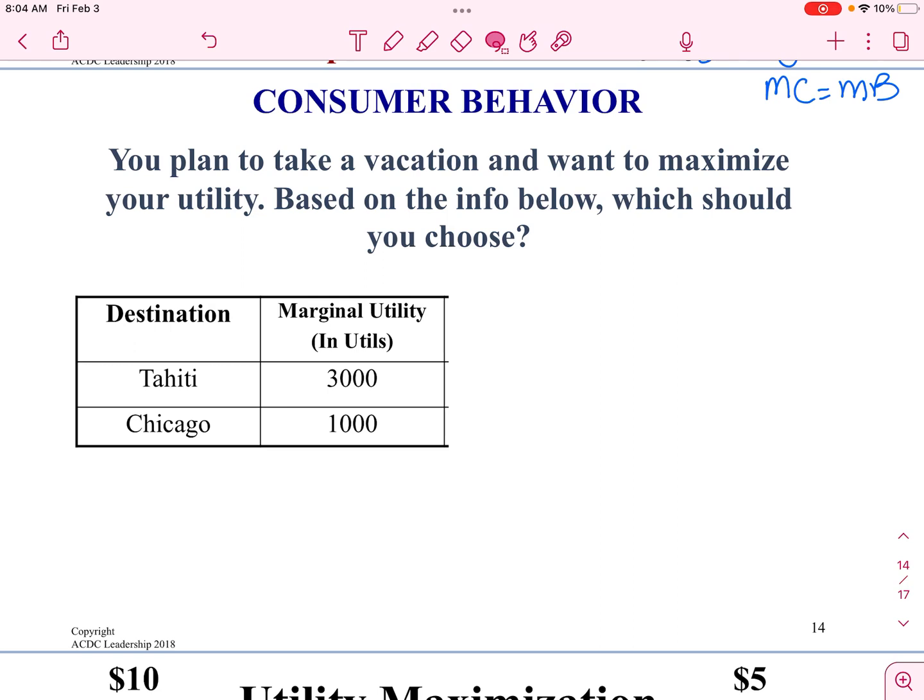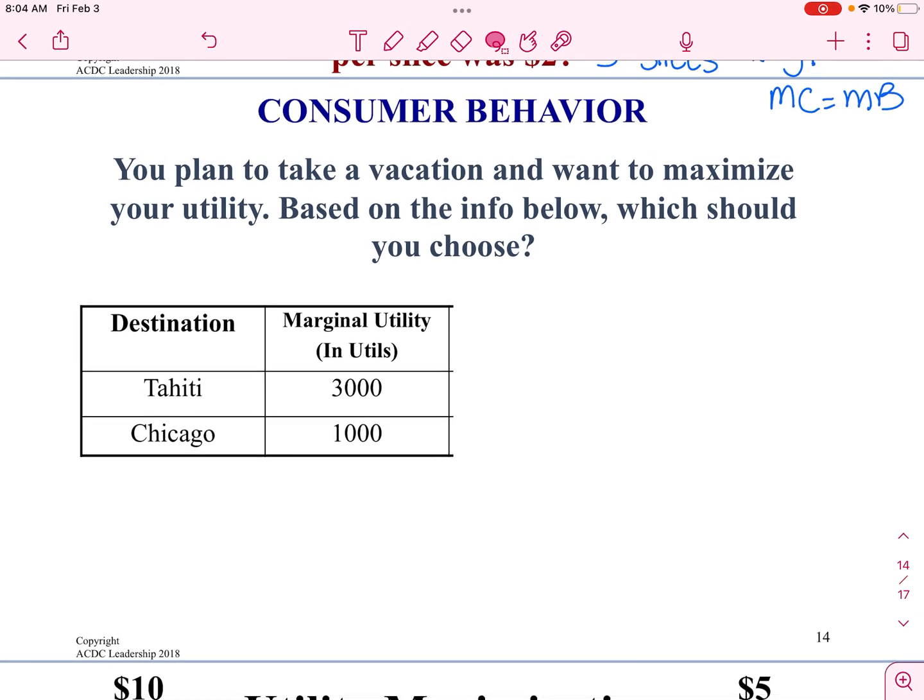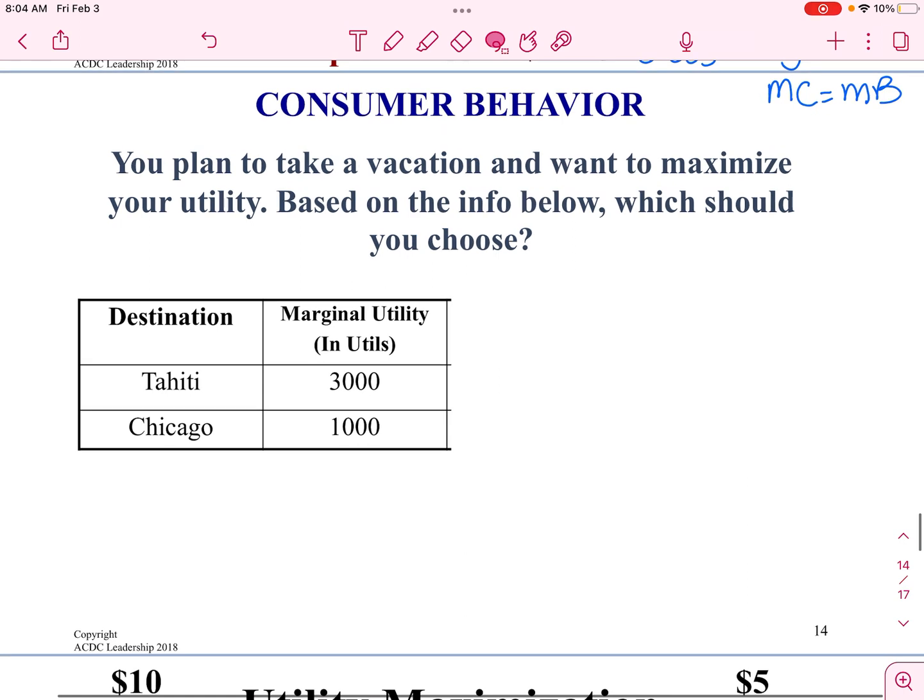Would we choose to go to Tahiti, where we get 3,000 noodles? Remember, noodles can be a measurement of satisfaction and utility. And if we go to Chicago, we will get 1,000 utils. Well, just from this information, we would choose Tahiti because Tahiti gives us more satisfaction, because 3,000 is bigger than 1,000. But we really should have some other information here.